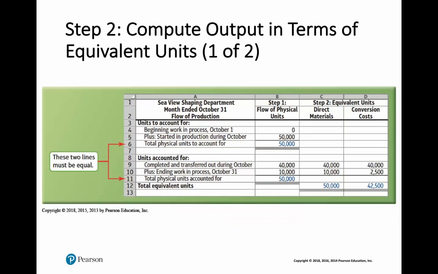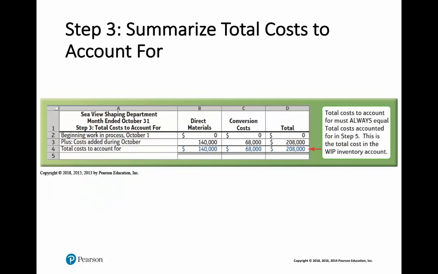All right, so next we compute the output in terms of equivalent units. That was what we just did. So next we summarize our total costs to be accounted for. All right, so for here, we break this down again for conversion and direct materials. And for here, this information is going to be given to you in the problem. So all this information, the percentages, the dollars, they're going to be given to you in the problems. It's your job to fill them into your different steps.